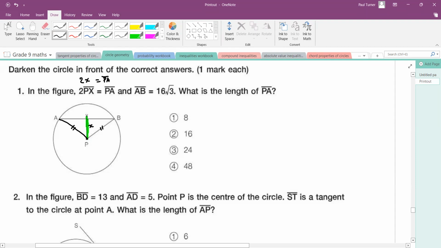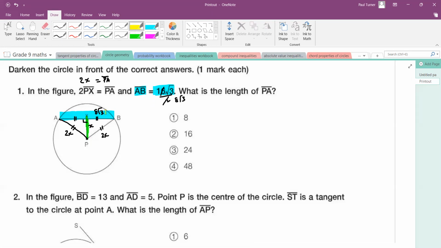Okay, so x is PX. 2 times x will be equal to PA. So this is 2x. But we know that this length is also 2x. And the next bit says that AB is equal to 16 root 3. So this length here is 16 root 3. We can assume that this is a right angle. It doesn't show that, but we'll assume this is the right angle so we can do the question. So that means that half of that will be 8 root 3. So this length here is 8 root 3.